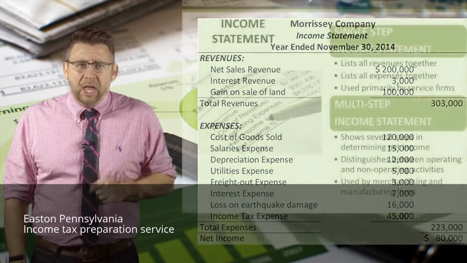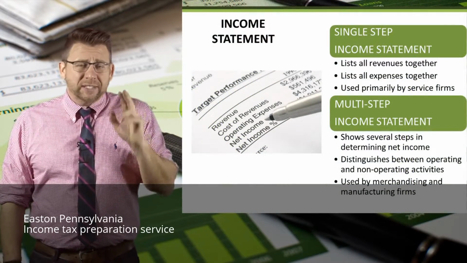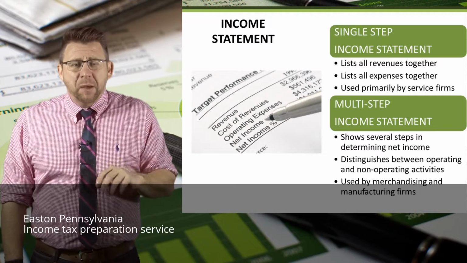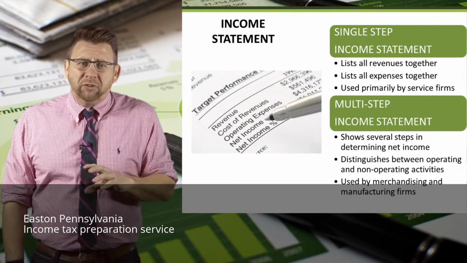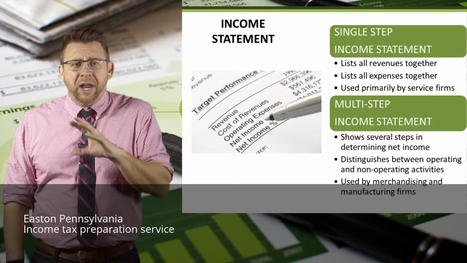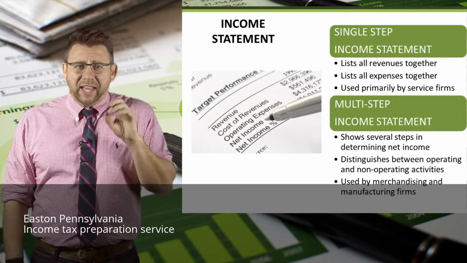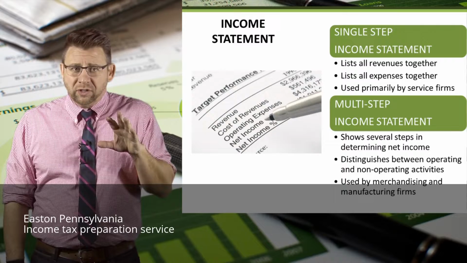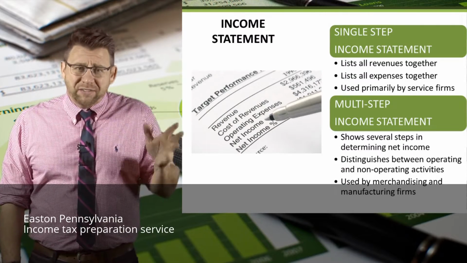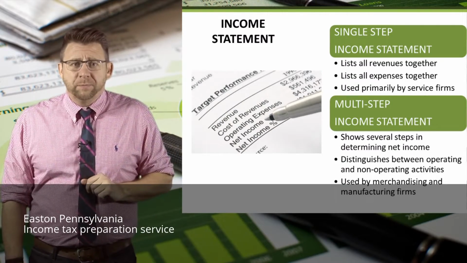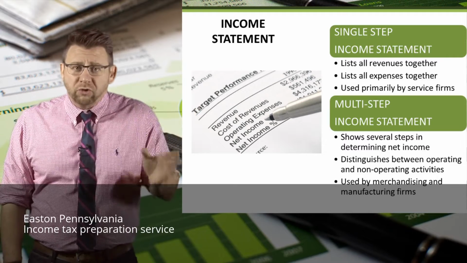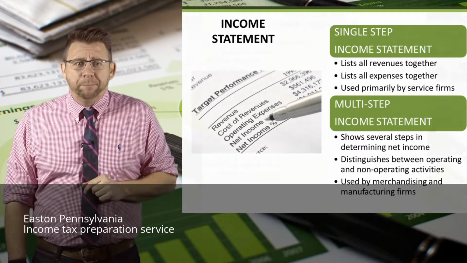That does not mean, the columns don't mean debit and credit in this case, not when we're presenting the financial statements. A multi-step income statement still lists revenues and expenses, but it separates operating revenues and expenses from non-operating revenues and expenses, as well as divides the account into important subtotals that highlight areas of importance for investors and creditors. The subtotals include gross profit and operating income.